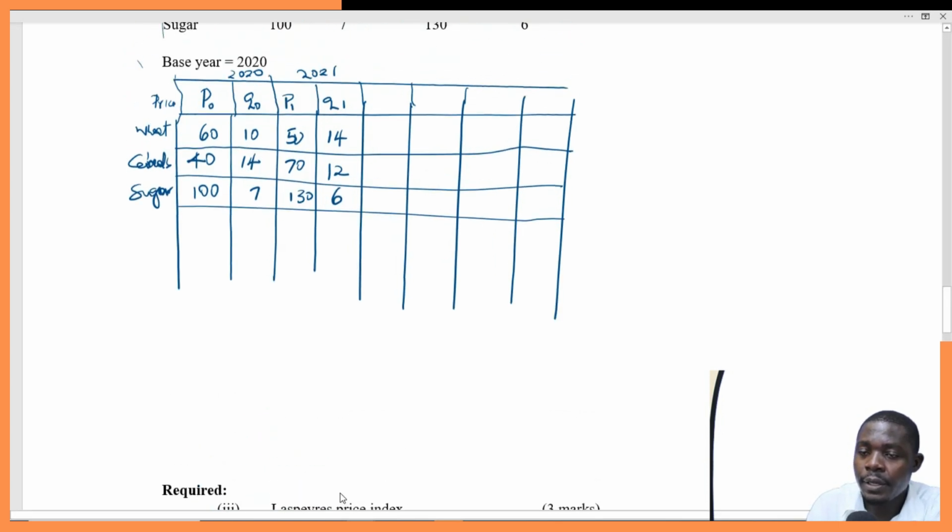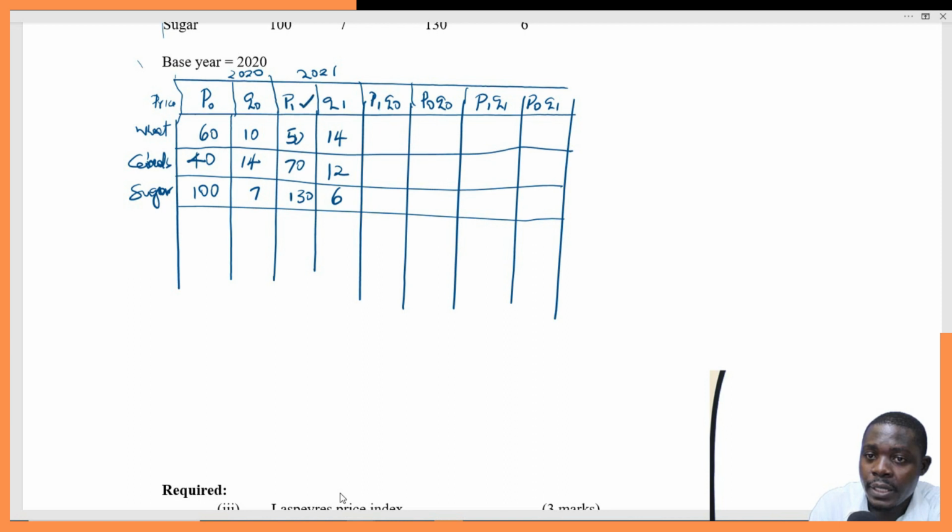We have here P1 Q naught, then we have P naught Q naught, then P1 Q1, P naught Q1. Very easy. We find the figure for P1, which is this column we are going to consider, and Q naught. We consider this. Therefore, it is 50 multiplied by 10. We get 500.